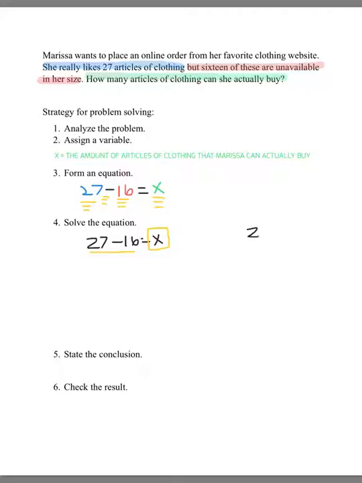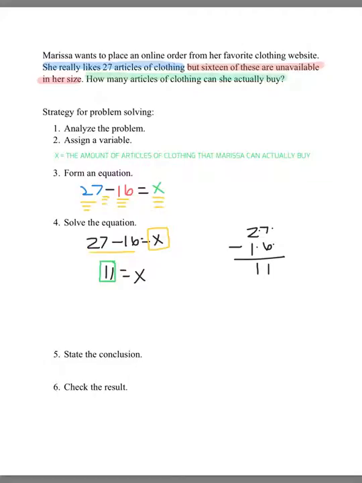So off to the side, we'll do 27 minus 16. So we'll do 7 minus 6. That's going to give us 1. And then we'll do 2 minus 1. It's going to give us 1 as well. So then 27 minus 16 is 11. We'll simply bring down the x. So therefore, in this problem, x is equal to 11.